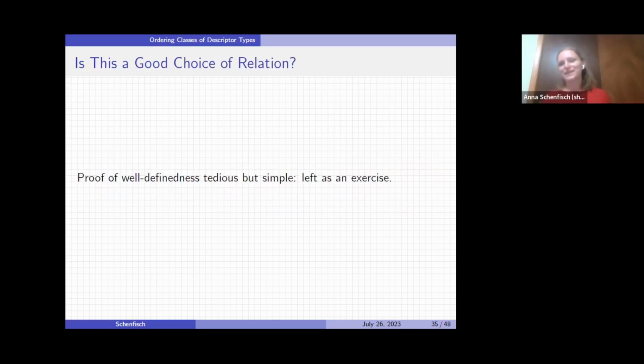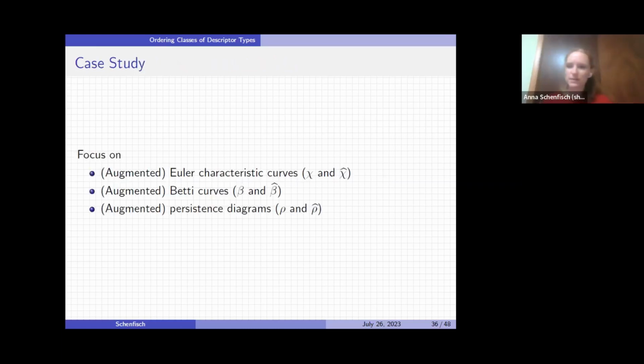All right, so this is my disclaimer slide that these are well-defined relations, the equivalence class as well as the ordering. Okay, so to get a grip on these definitions, they were defined for general topological descriptors, but let's focus on some hopefully more familiar examples.